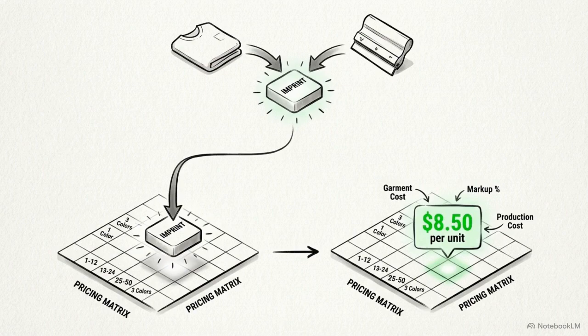This brings us to the imprint. It's a data packet combining the blank garment with your decoration process, like a two-color screen print. Assign a pricing matrix, and Printavo's algorithm instantly calculates the final price based on cost, quantity, and variables.